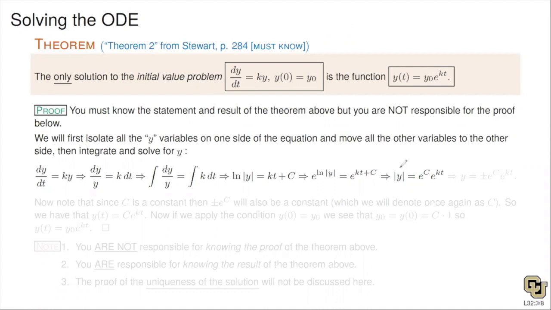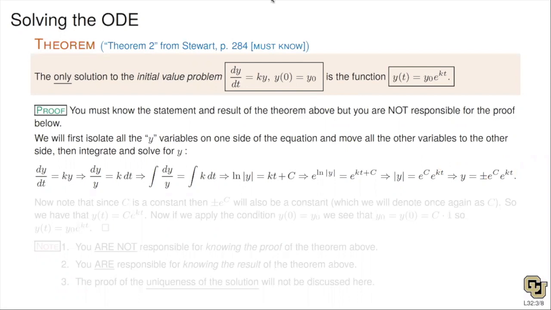Last step, I want to get rid of these absolute value bars. So I drop the absolute value bars and I write y equals plus or minus e to the c times e to the kt. So here, if this is a negative, when I take an absolute value, I'll get back e to the c times e to the kt. Or if this is a plus, when I take an absolute value, I'll still get back e to the c times e to the kt. So here I conclude y is plus or minus e to the c times e to the kt.